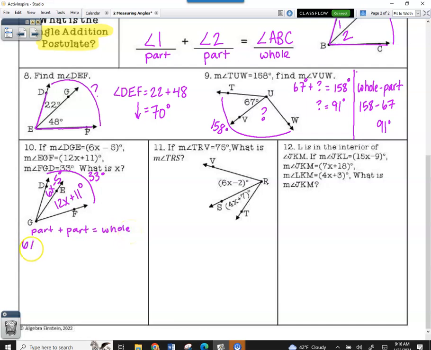So one part is 6x minus 5 plus the other part's 12x plus 11. The whole is 33. And again, now you can see why we practice solving multi-step equations like this. Because now it is just like last week. Solve that.